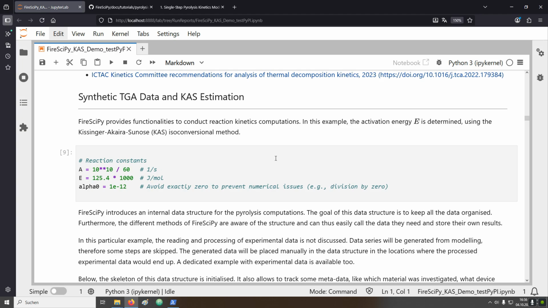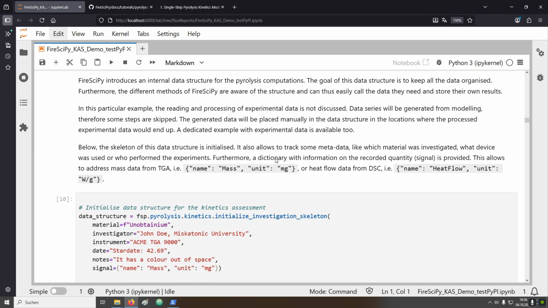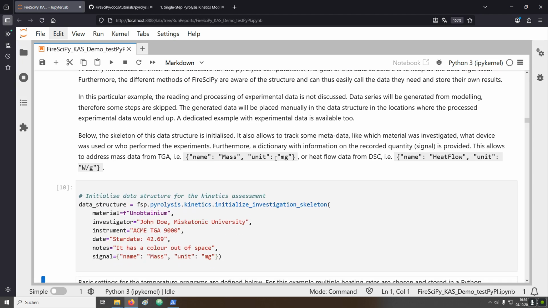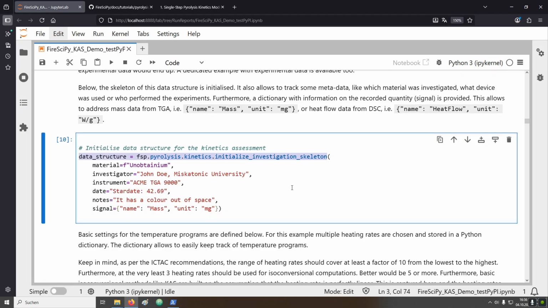At first, the reaction rate is defined. This will later be used for the synthetic TGA data generation. FireSciPy also introduces a data structure. This is used to store the data that is related to the kinetics computations. This data structure is initialized as an investigation skeleton. It allows you to provide some metadata for your investigation. For example, what material are you investigating, or at which date did you run the experiments.